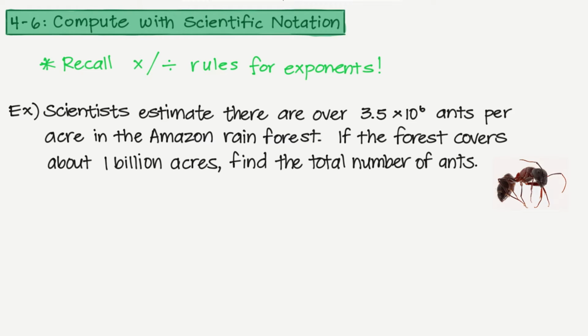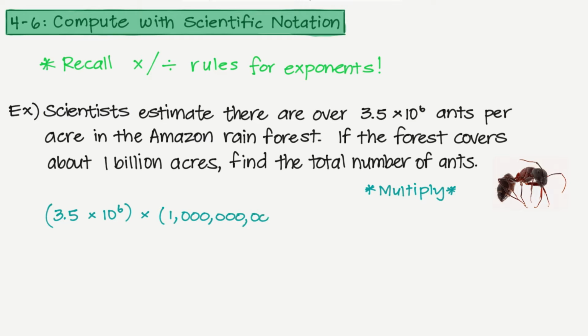So our first example says that scientists estimate that there are over 3.5 times 10 to the 6th power ants per acre in the Amazon rainforest. If the forest covers about 1 billion acres, find the total number of ants. So we are going to actually use multiplication to figure this out. We're going to take the number of ants per acre and multiply it by the 1 billion acres.